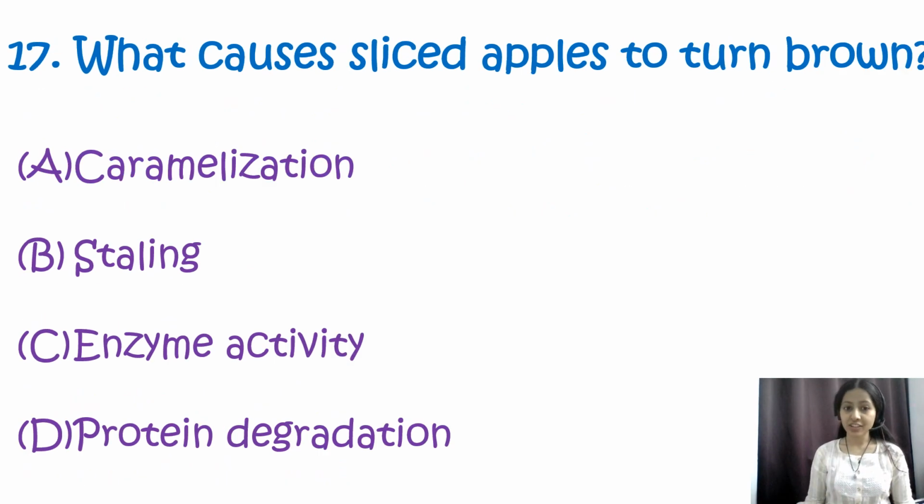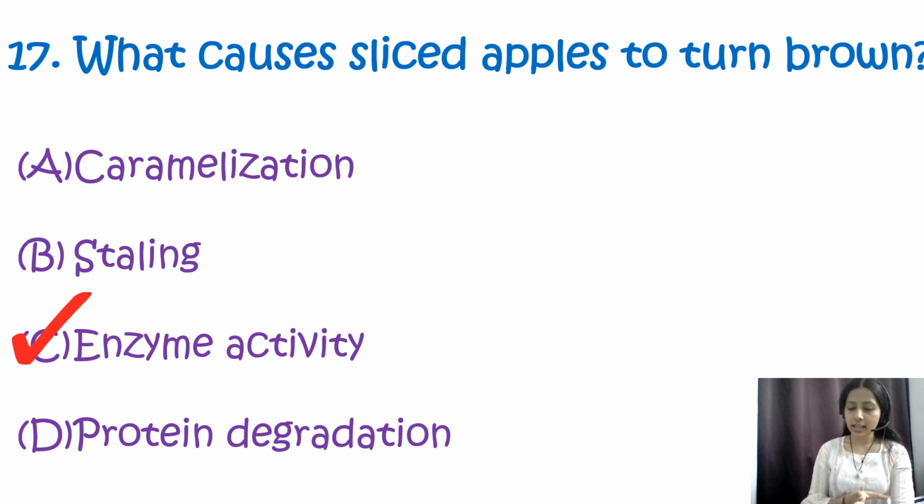Next, question number 17. What causes sliced apples to turn brown? So options are A, caramelization, staling, enzyme activity, protein degradation. So correct option over here is C, that is enzyme activity. So when the sliced apple turns brown, enzyme activity occurs.